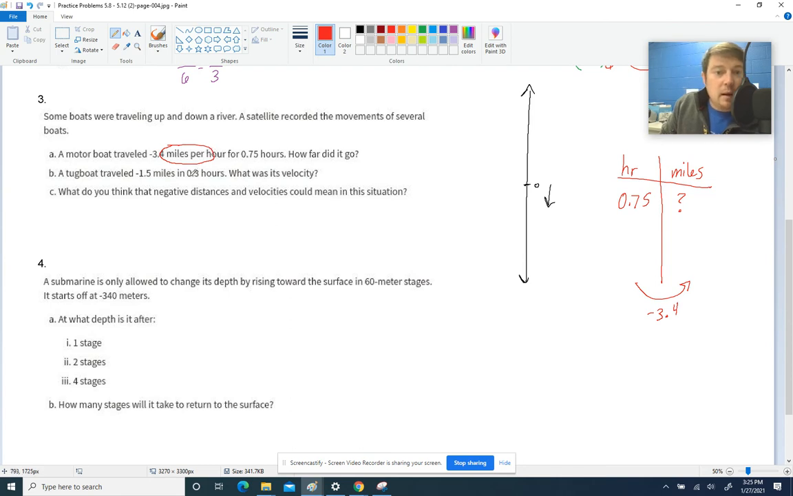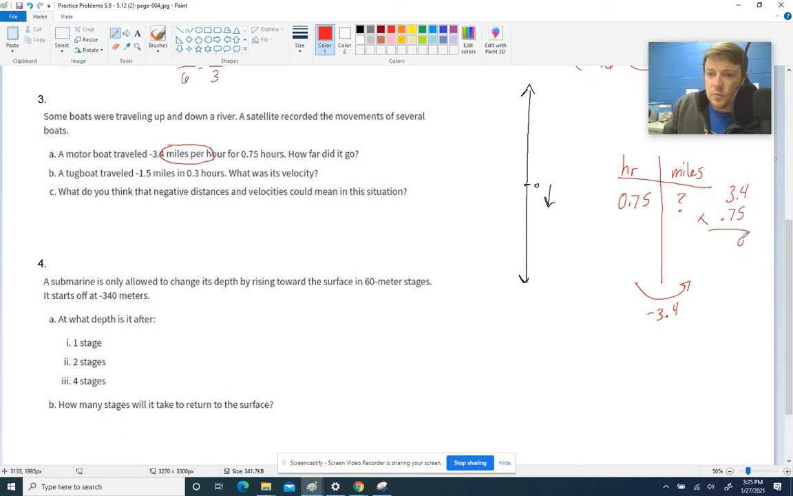It doesn't say miles by itself, because that would have gone here. But since it relates the two, it's the constant. So I can just multiply 3.4 times 0.75 and get that answer. And since it's a positive times a negative, it's going to be down the river, right? So negative of that. So we just got to do 3.4 times 0.75.